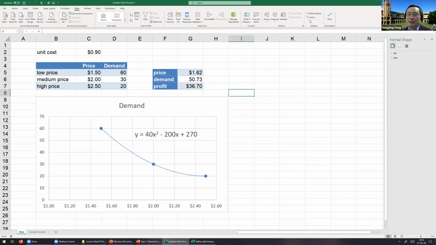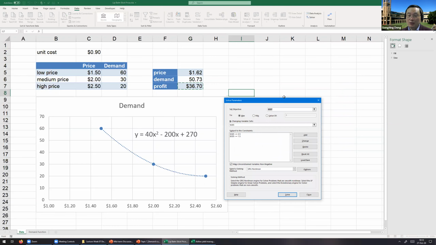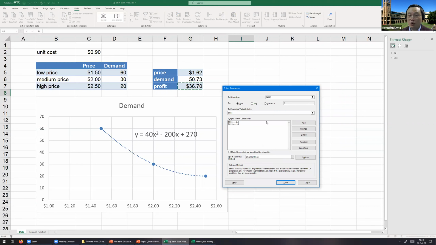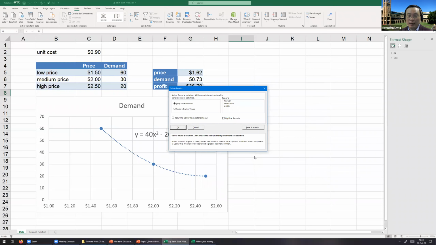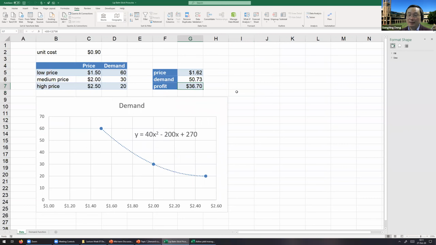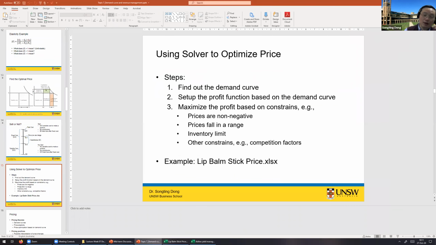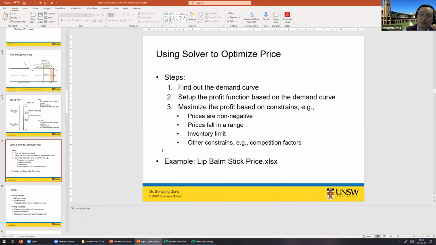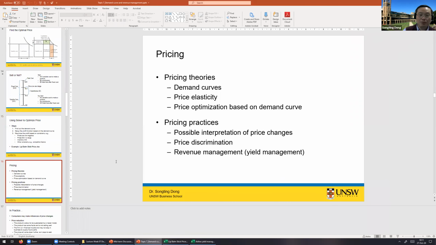Solver sometimes gets into a local optimum, so it's worthwhile for us to run this a couple of times. This result does not change, so we know it's the optimal price. That's how we get the optimal price, which optimizes our total profit. Let's take a 5 minute break, and we will come back and talk about some pricing practices.